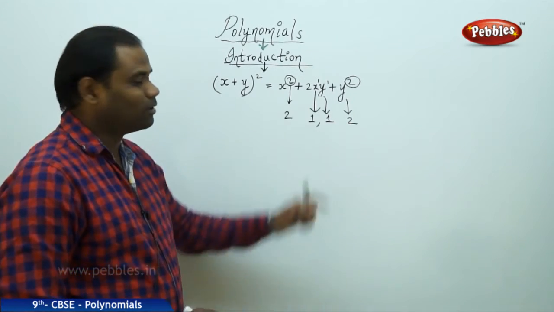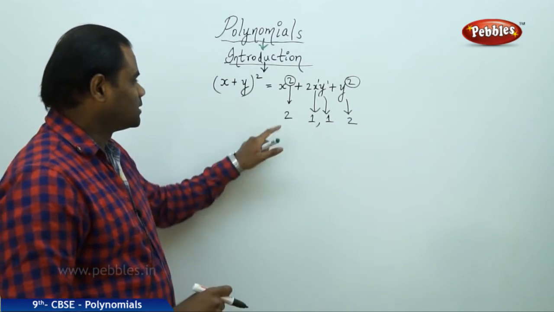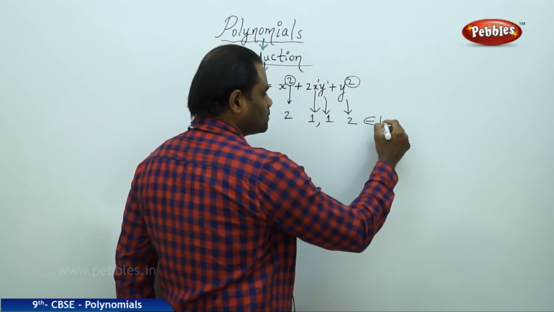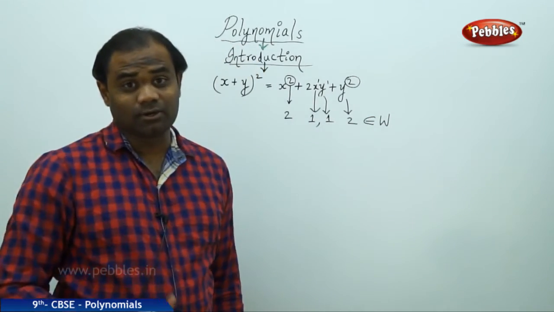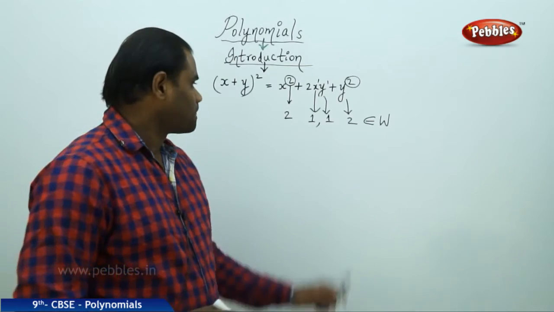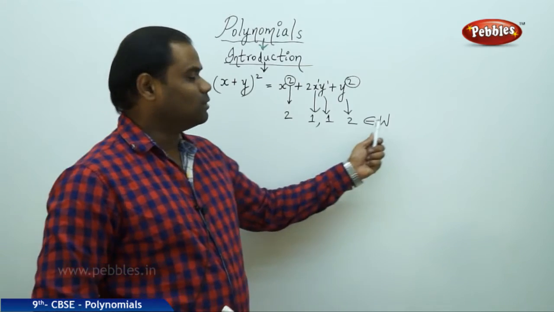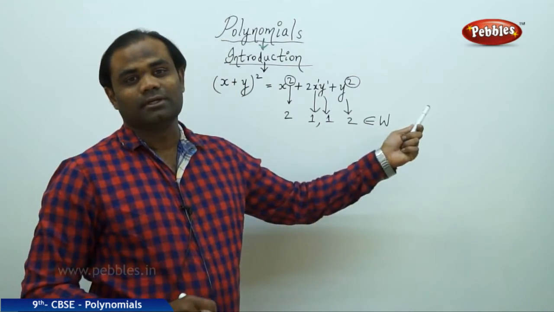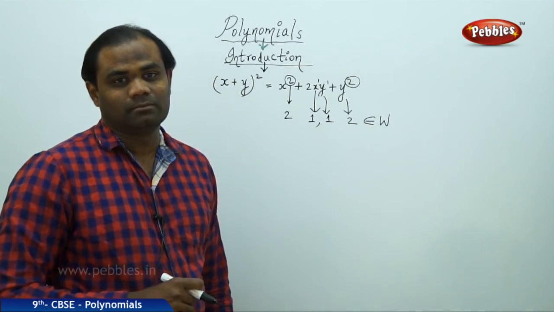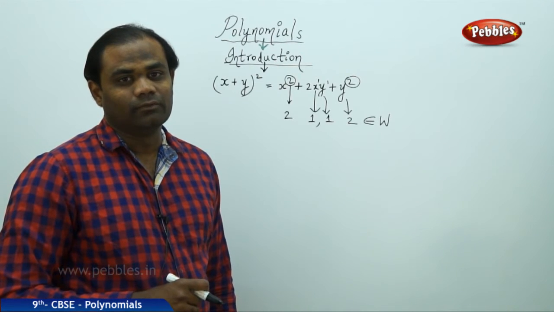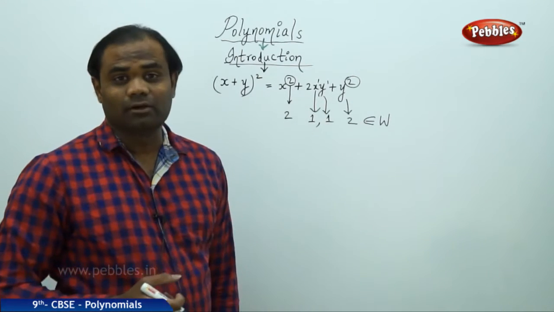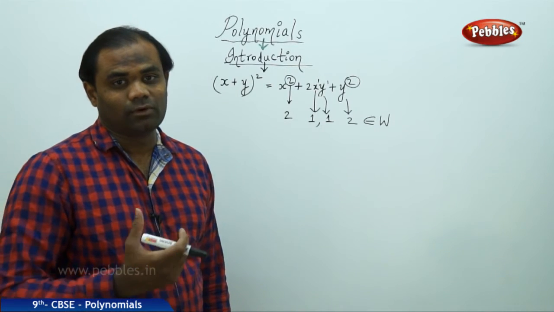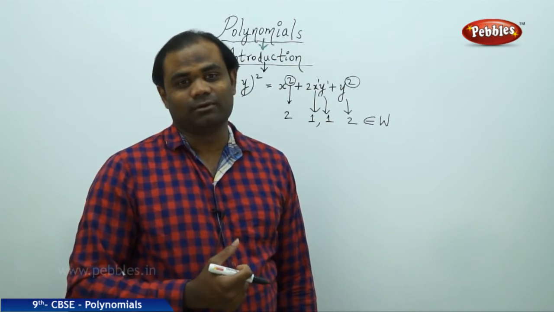For this to be a polynomial, the condition is that each of the powers must be whole numbers, as whole numbers of the real number system. So if all the powers belong to the whole numbers, then that whole expression is called a polynomial. A polynomial with the powers being whole numbers is how we give a basic definition of a polynomial.